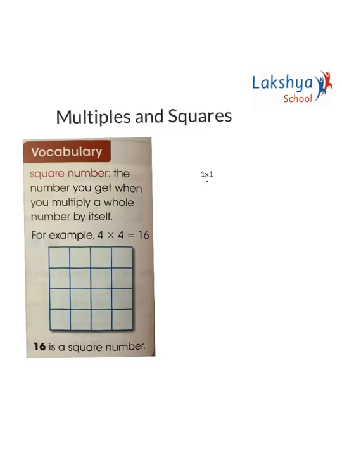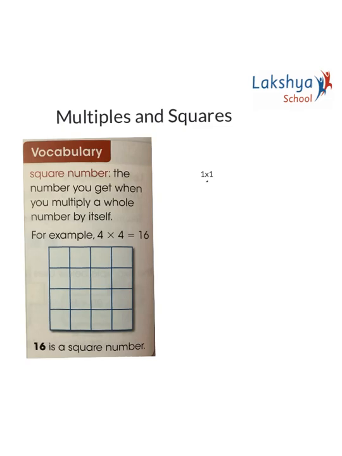Multiples and squares. So we have already learned about multiples. Multiples are nothing but starting with 0 and counting in equal sizes. So now let's learn about squares. Squares or square numbers are the numbers you get when you multiply a whole number by itself. Over here they have shown an example of 4 multiplied by 4, which gives you 16. 16 is the square number.